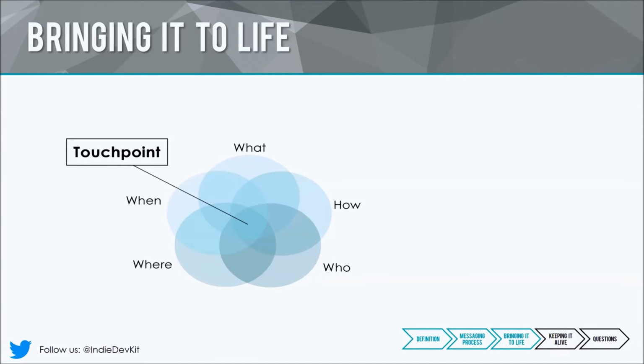A touch point is a combination of 5 things: your message, the what, the form in which you convey your message, the how, the audience that your message is intended for, the who, the best place to communicate your message, where, and lastly, the timing. When is the best time to be communicating?